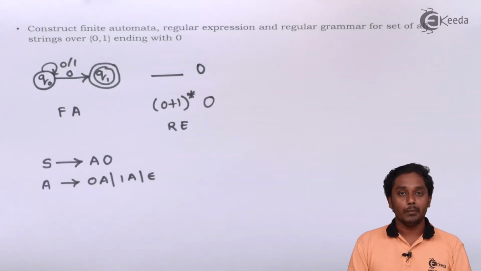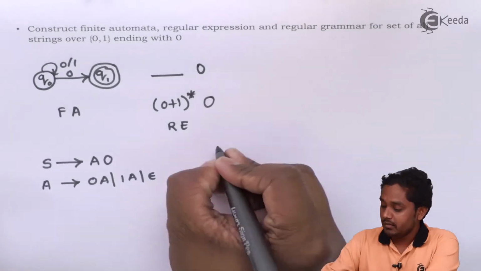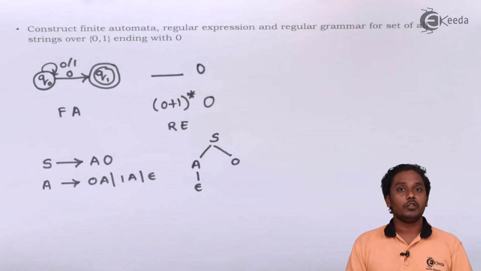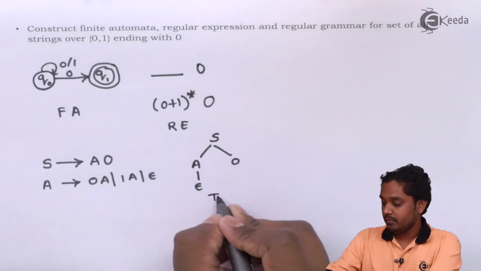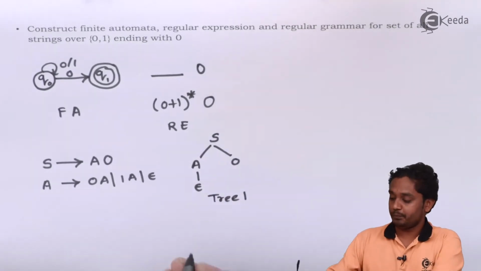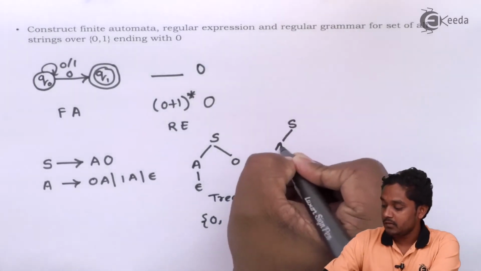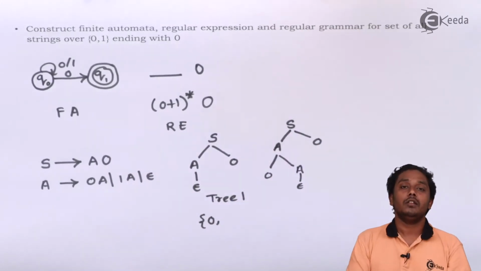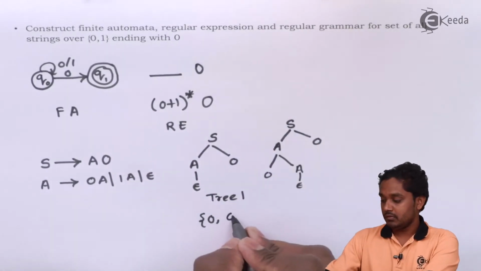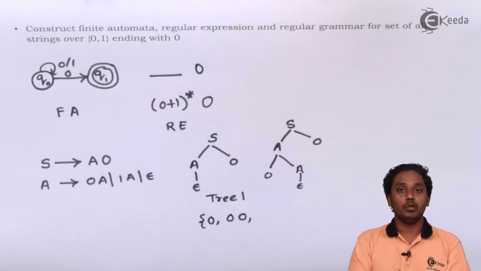If we try to draw the parse tree for the various strings generated by this particular grammar, you will see that the smallest string that would be generated would be the same as the one shown by tree 1, that is the string 0. The next smallest string would be the string 00. Similarly, you can produce 10 and various strings, but you will always see that the end would be 0, because of the production S produces A0.